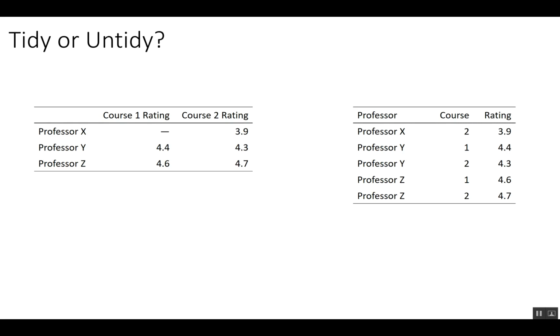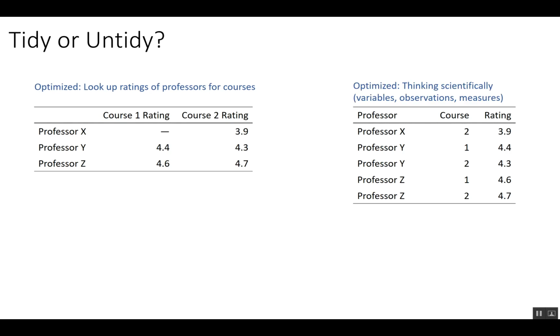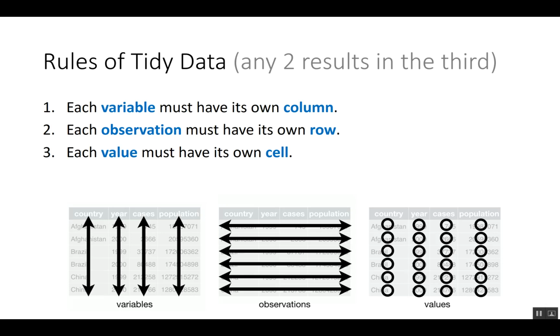So which one do you think is tidy and which one do you think is untidy? This left one here is optimized to look up ratings and professors for courses. This right-hand one is optimized for thinking scientifically, for thinking about what are the variables, what are the observations, what are the measures. So they're each useful for different tasks. And if I were to tell you that the rules of tidy data is that every variable must be in its own column and every observation should be in its own row, the last rule is every value must have its own cell. That's actually redundant. If you do the first 2, every value will have its own cell.